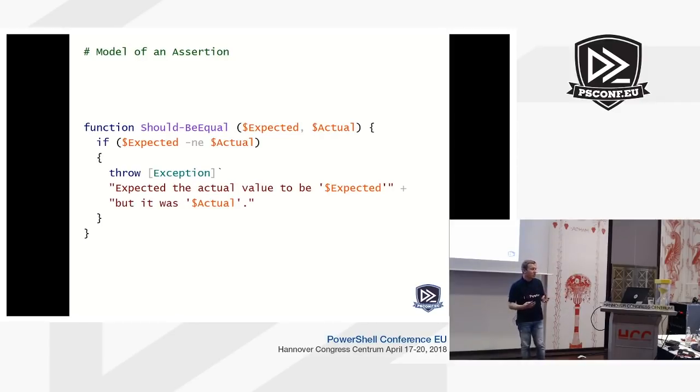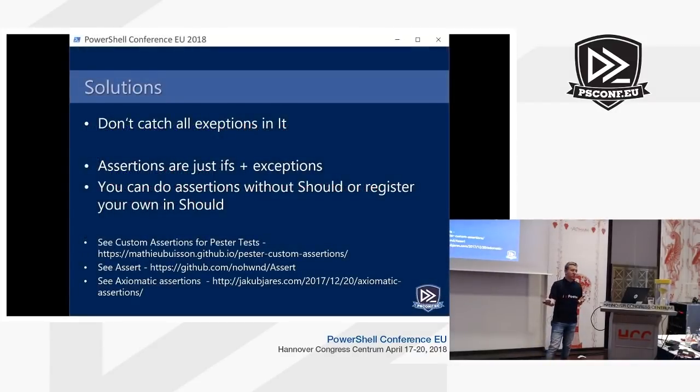We don't need it because we have exceptions and those are universal. So whatever throws an exception fails the test. So just remember it and think about it this way. Otherwise, you will write reinforced tests. Solutions: just don't catch all exceptions inside of it.